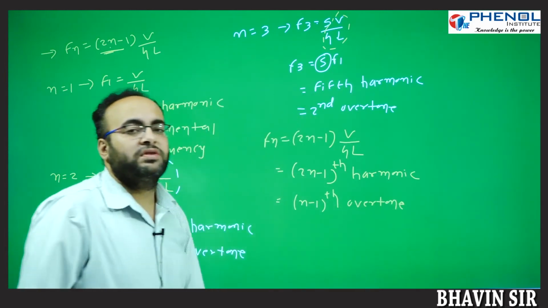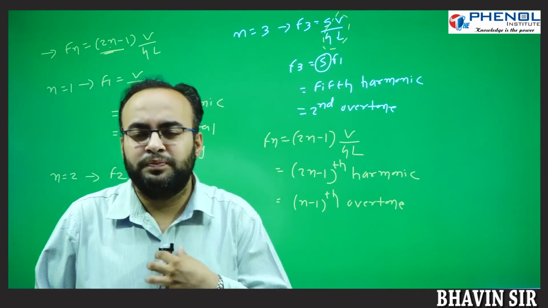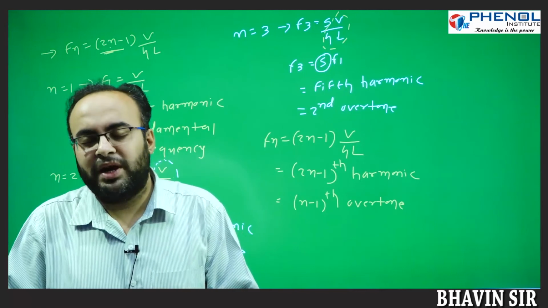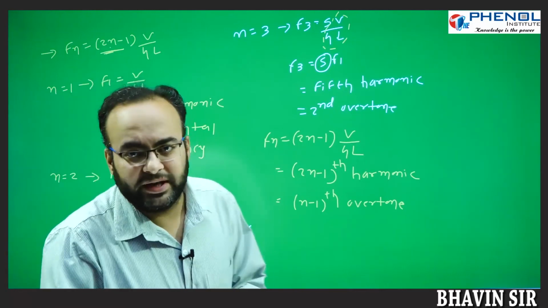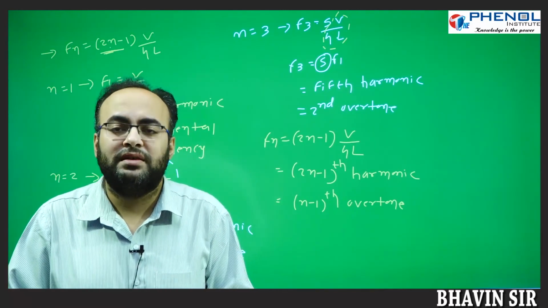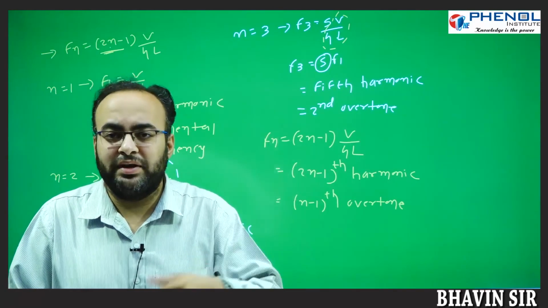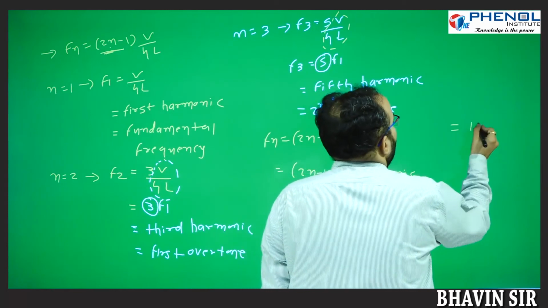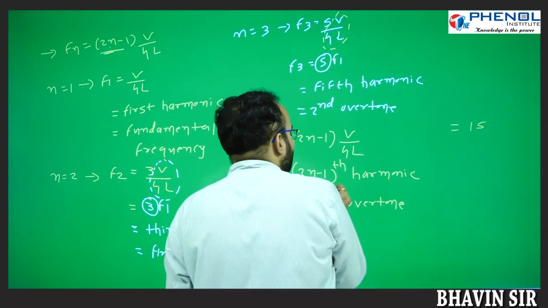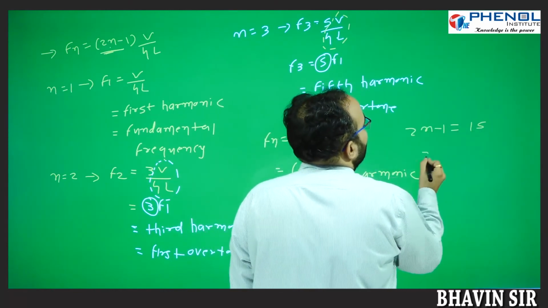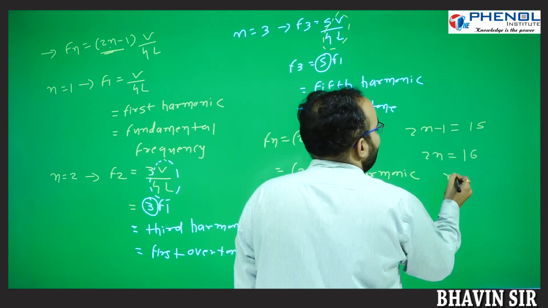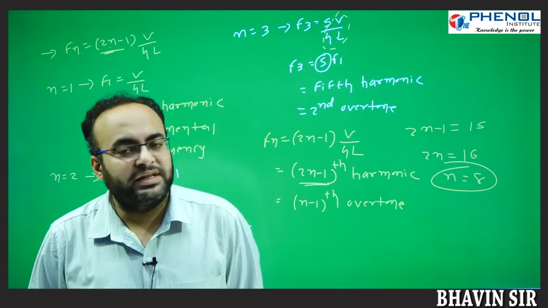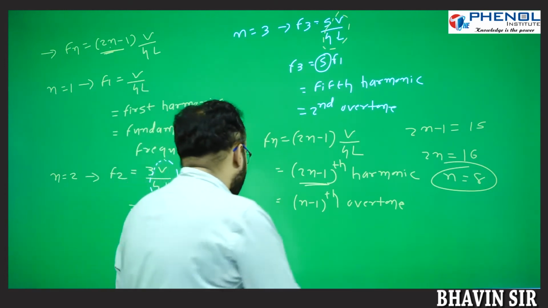Okay students, so always remember, in case of closed pipe only odd harmonics are present. So suppose the 15th harmonic, then what is n? For the 15th harmonic, how many harmonics are there? 2n minus 1, so 2n is equal to 16, then we take n equal to 8, then we get the 16th harmonic. Okay.